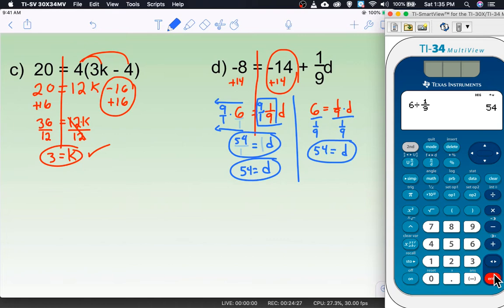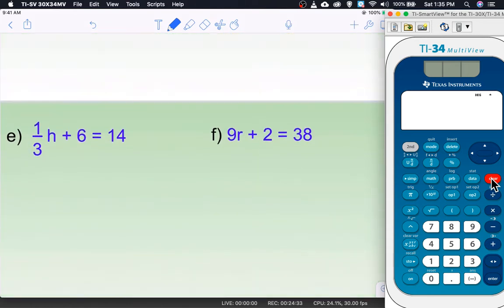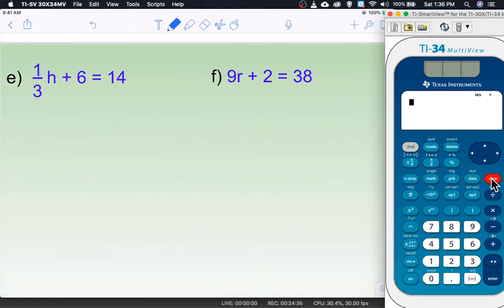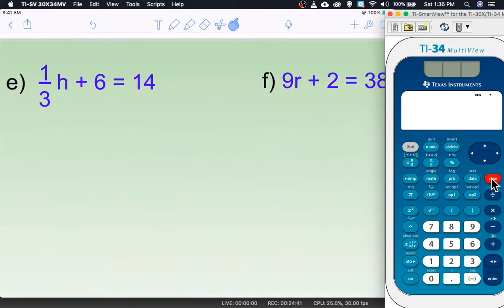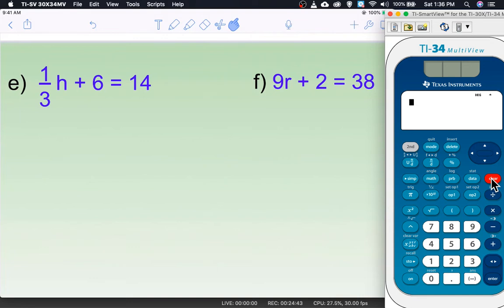So that is letters C and D. Here are 2 for you to try. Let me see if I can zoom in a little bit for you. Okay, there's letters E and F. Please pause the video, try these 2 on your own. When you're ready to continue, hit play, and we'll go through it together.